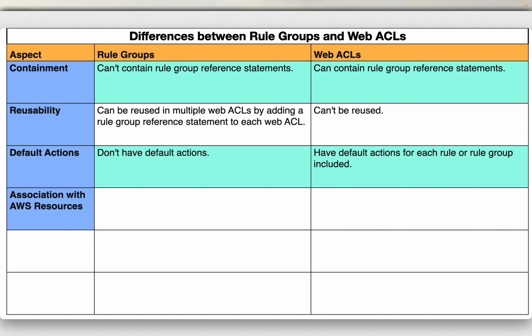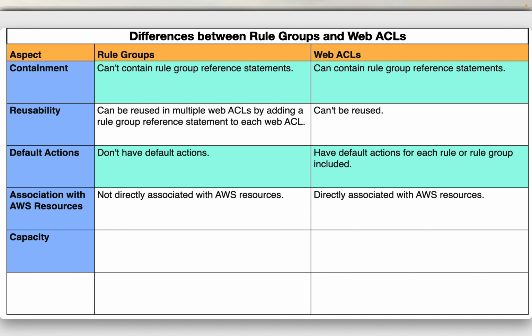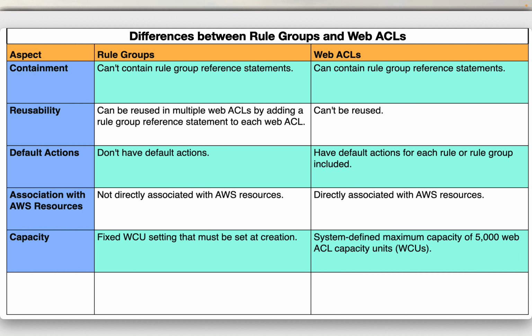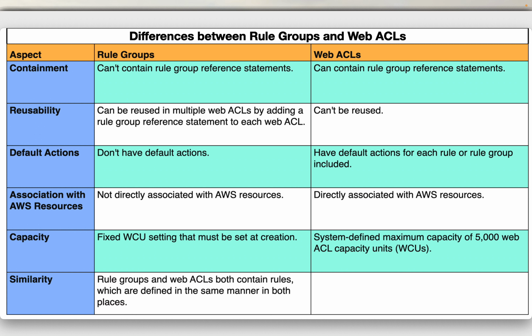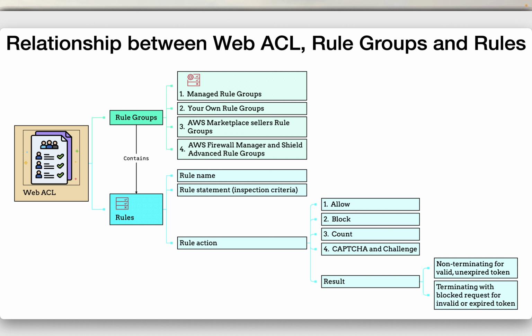Association with AWS resources. So rule groups are not directly associated with AWS resources, but web ACLs are directly associated with AWS resources. Capacity, fixed WCU setting that must be set at creation. System defined maximum capacity of 5000 web ACL capacity units. Then there is one similarity though, which is rule groups and web ACLs both contain rules which are defined in the same manner in both the places. So this is the one similarity. Okay, this is the last final slide.